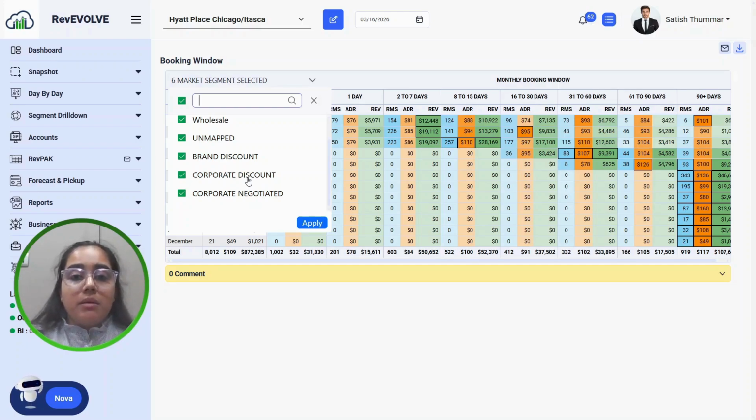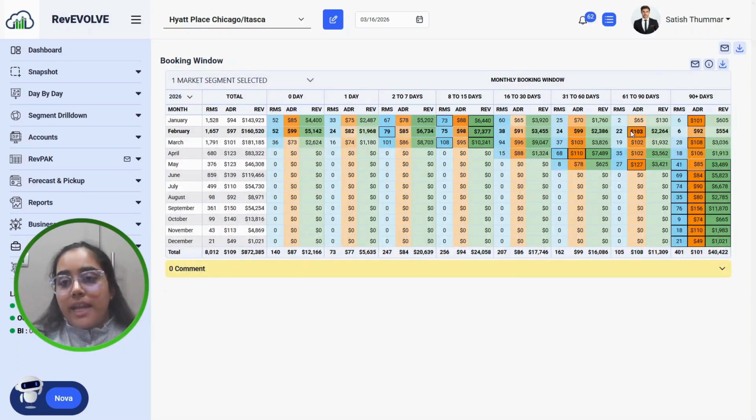For example, corporate demand usually books closer to the arrival date. Brand travelers book much further in advance. If I select brand discount in this market segment filter and then apply this filter to the booking window, then we can see that the 90 plus day window is full. That means brand travelers often book much further in advance. And OTA demand usually sits somewhere in the middle of the booking window. So, by simply changing the segment filter, you can instantly see how booking behavior changes across segments.